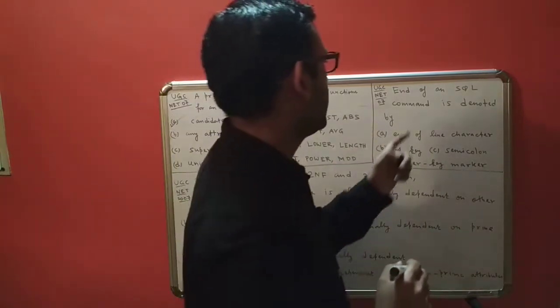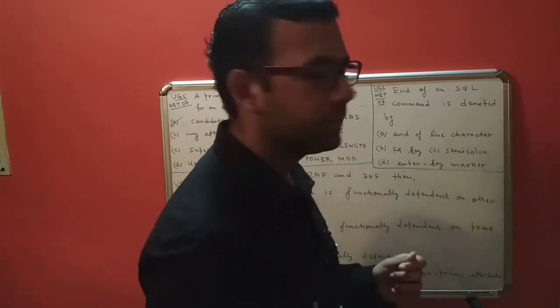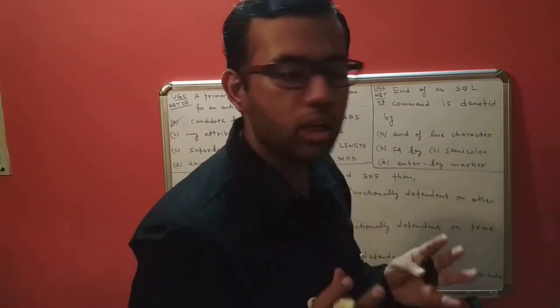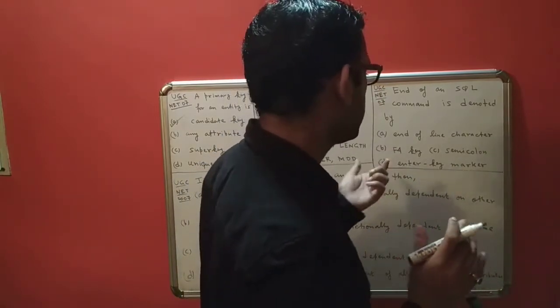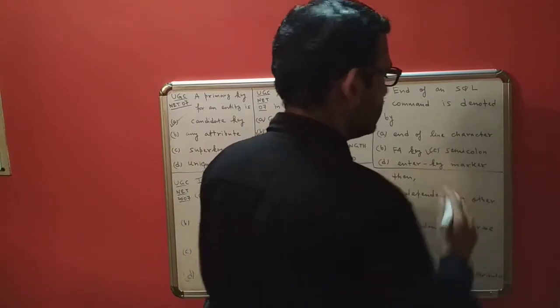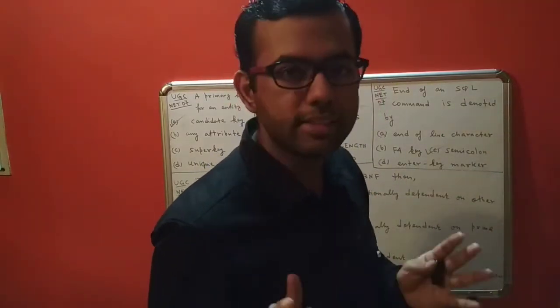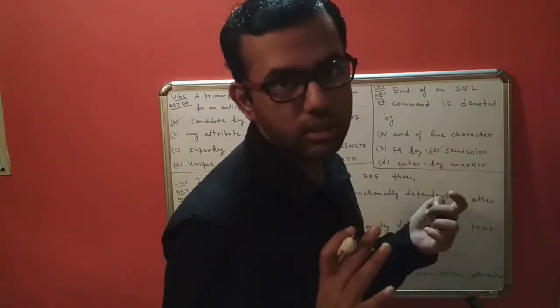Now coming to the next one. End of an SQL command is denoted by, and they've given us 4 options. Now this is a fact, you know. By default, the end of SQL command is denoted by semicolon. This is by default. If you want, you can change it, but if you leave it as it is, then you will use a semicolon to end off your SQL statements.